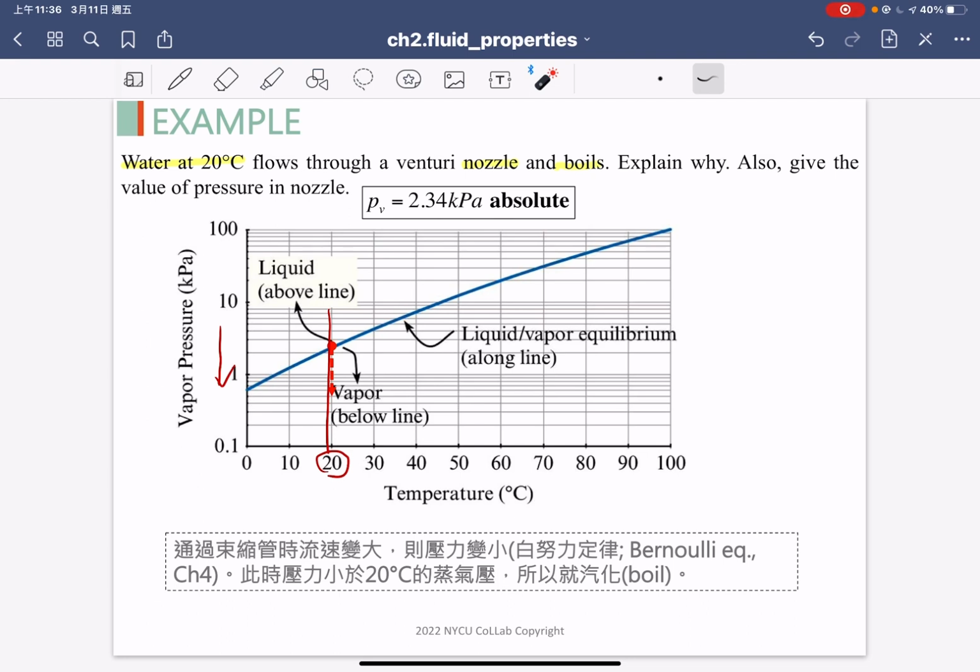Okay, so we go, and then there are some very important things about the vapor pressure you need to keep in mind, because usually our problems are always at room conditions. The room condition temperature is around 20 degrees. So you need to keep in mind the vapor pressure at room condition is 2.34 kilopascal. Okay, so you need to keep these numbers in mind.